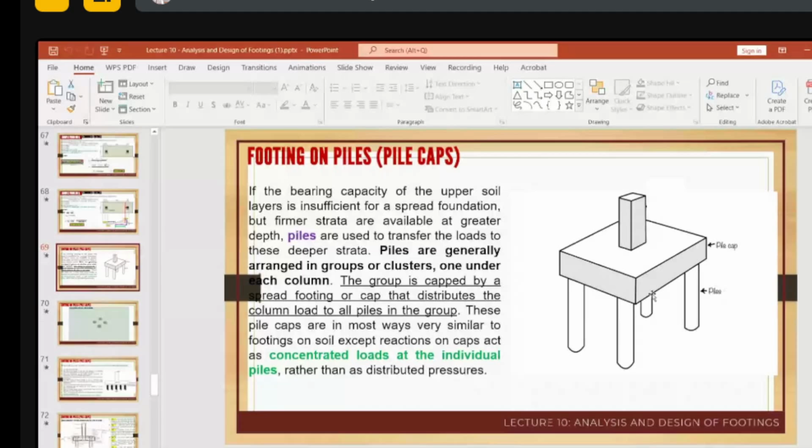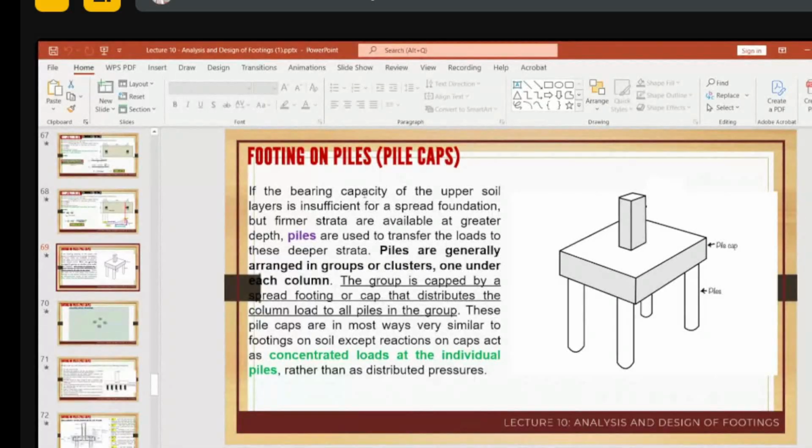In the picture, you can see these are piles, and more than one pile is combined under the pile cap, which then carries the load. So this is footing on piles, with a pile cap. This is a simple illustration.